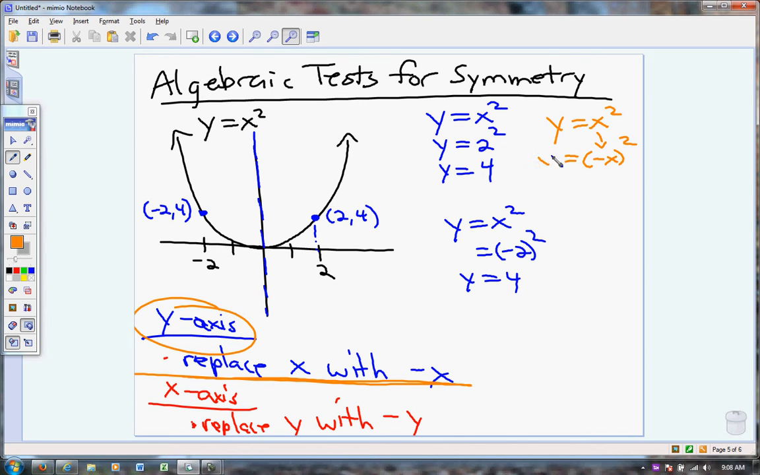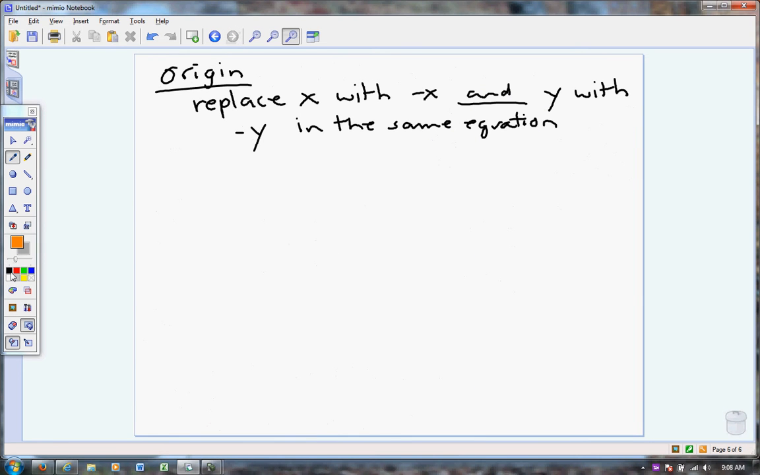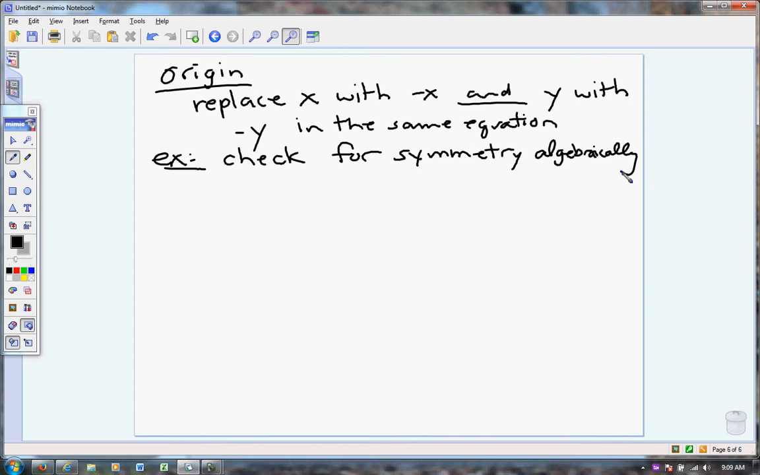You square it. So if I square that -x, what's -x times -x? Positive x squared. Y equals positive x squared. And the two are the same. So we have confirmed that it is symmetric about the y-axis. So if they say, let's do an example here. Check for symmetry algebraically.